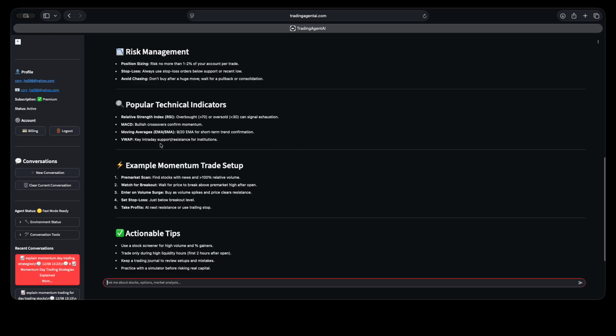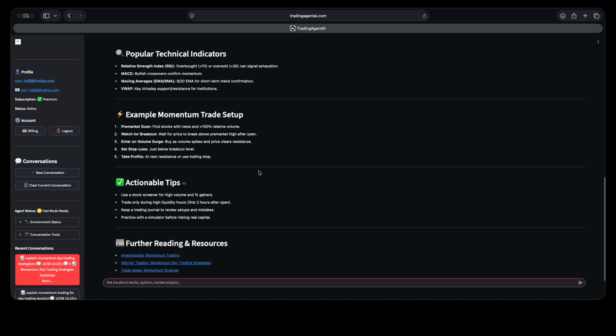And then VWAP, which is a key intraday support and resistance for institutions. Above VWAP, it's kind of a bounce off support. Below VWAP is a breakdown below support, potentially turning that support into a resistance. And so the agent also provides an example of a momentum trade setup.